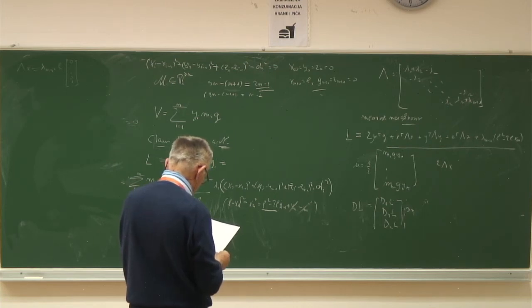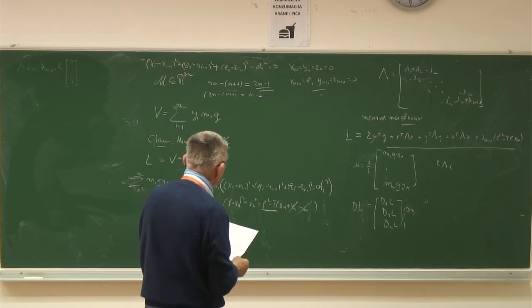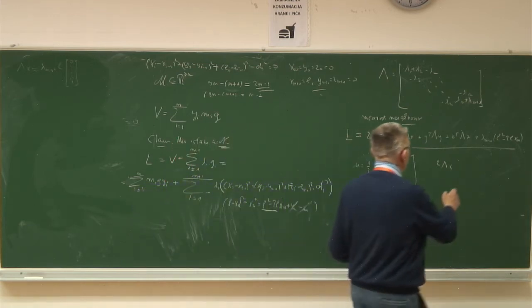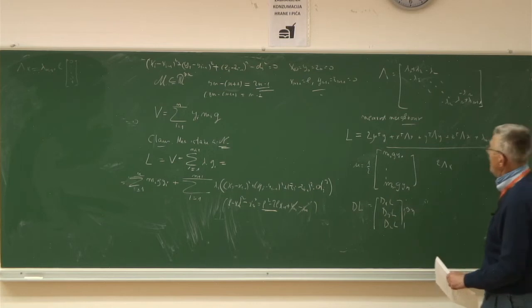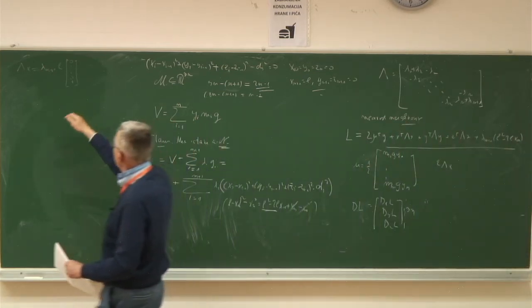Yes. This part vanishes. This is a constant. So the only term which depends on the axis is this, and this only the last one. So minus on the other side gives plus.